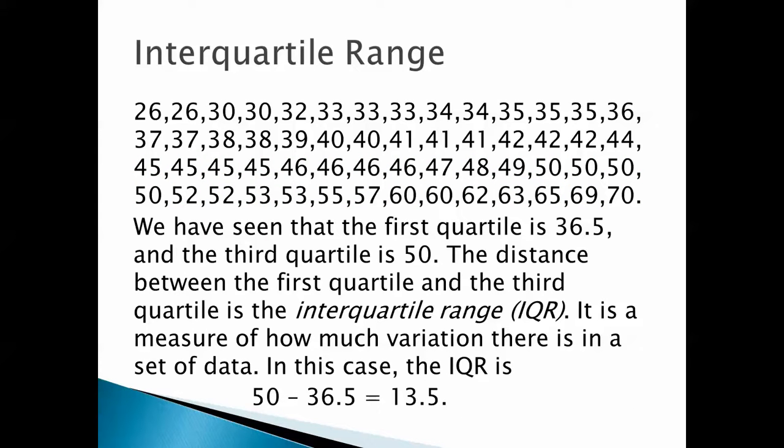We've seen that the first quartile is 36.5, and the third quartile is 50. The distance between the first quartile and the third quartile is the interquartile range, or IQR. It is a measure of how much variation there is in a set of data. In this case, the IQR is 50 minus 36.5, third quartile minus the first quartile, which is 13.5.